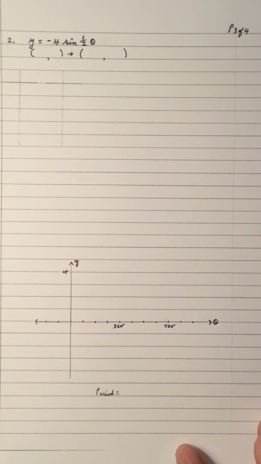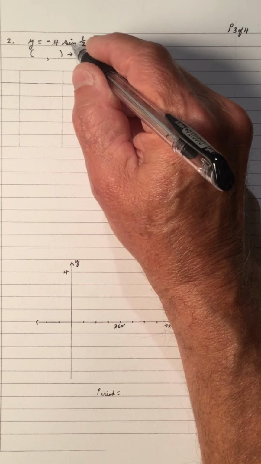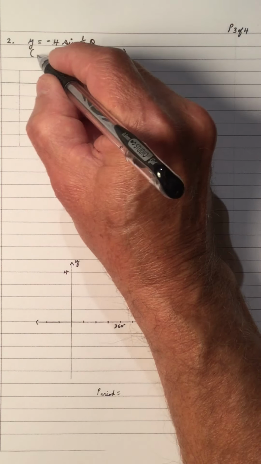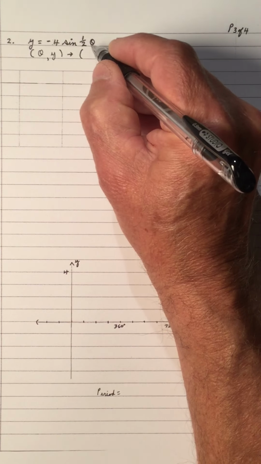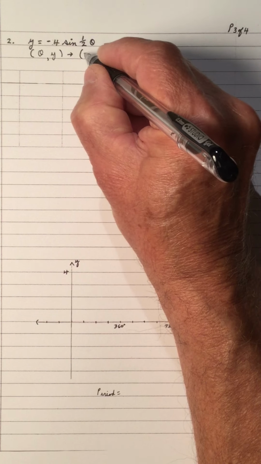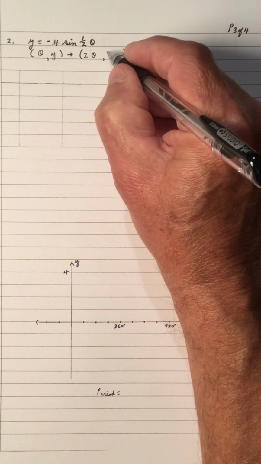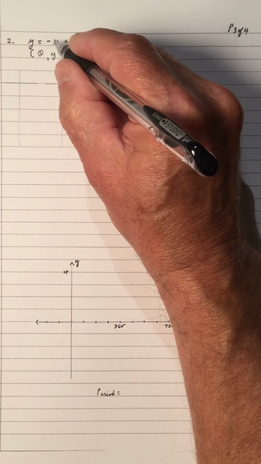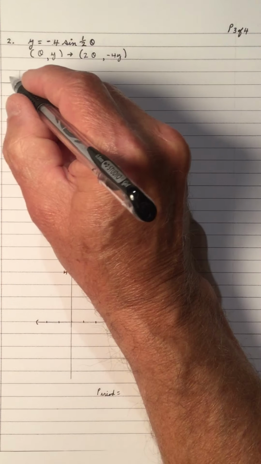Let's do another one for sine. y equals 4 times sine of a half theta. And so this is theta, this is y. Theta is a half here, so that's going to be 2 theta. And the y is negative 4 times y.